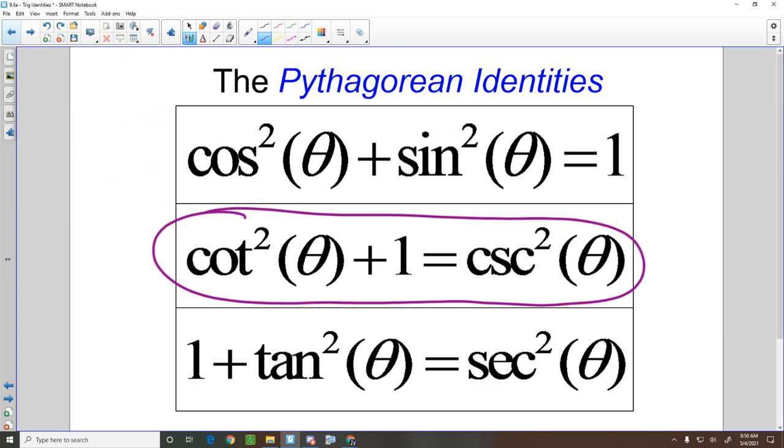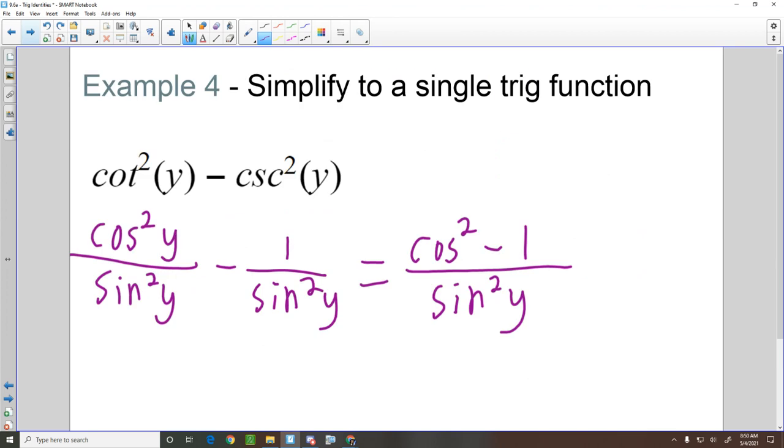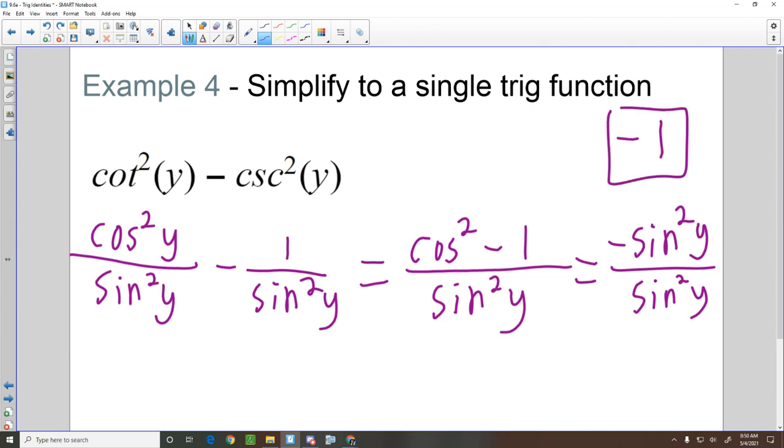Using one of your identities. Look here, cosine squared minus 1. So if I took this 1 and I subtracted it, I'd have to take this sine and subtract it. And there I've got cosine squared minus 1 equals a negative sine squared. So I can write this as simply negative sine squared over positive sine squared. Hey, what's negative sine squared divided by positive sine squared? A negative 1. And you get the same thing. So there's multiple paths that you could take, but you're always going to get the same answer at the end.